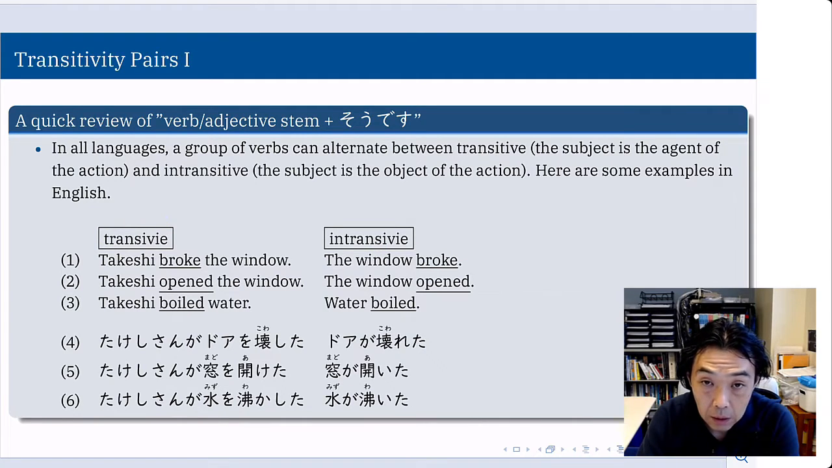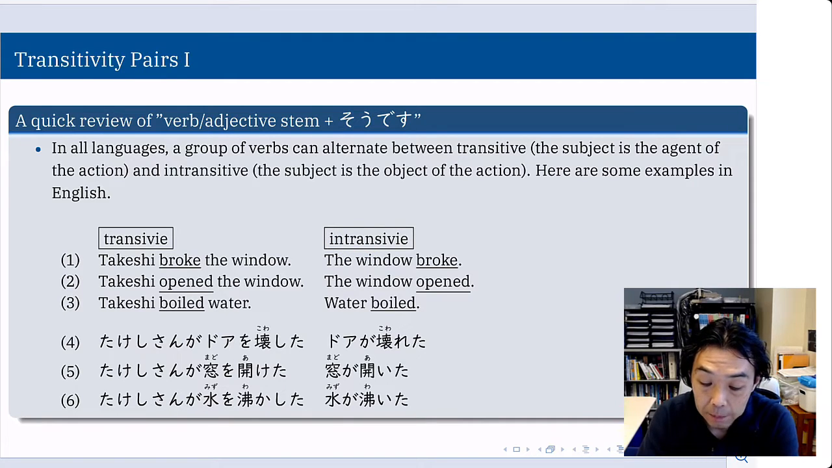In transitive pairs, you see the subject as a doer or agent of the activity, and the patient, the object, window, is the patient, or something that receives the action. So Takeshi is the breaker, and window is a breakee. So this is the agent, this is the patient. The same verb, break, can be used in an intransitive pair. In the intransitive sentence, you use the same verb, but now the subject is the patient. So the window now becomes the subject: the window broke.